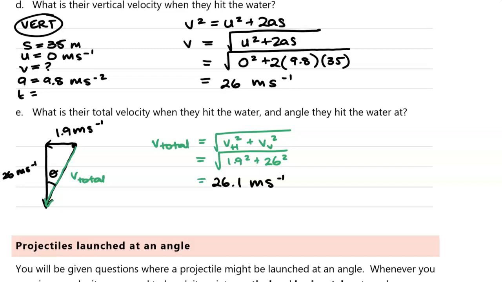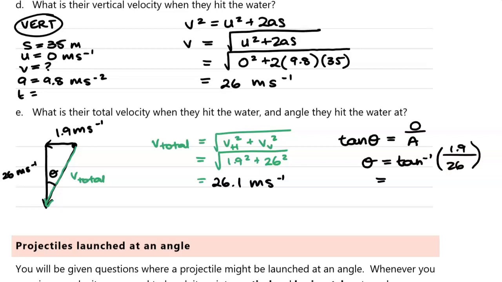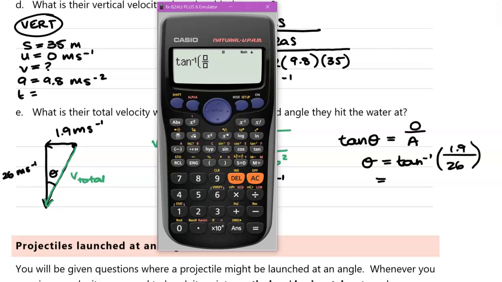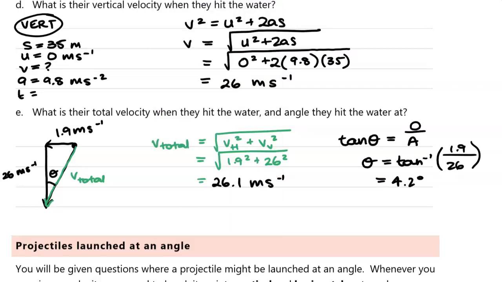We could also find this angle here. So we could say the angle from the vertical, they haven't specified. So that angle, we could do tan theta equals the opposite over the adjacent. So we'll need inverse tan. The opposite side length was 1.9 and the adjacent side length was 26. So we've got 1.9 on 26. Okay, so we get, let's say, 4.2 degrees from the vertical.